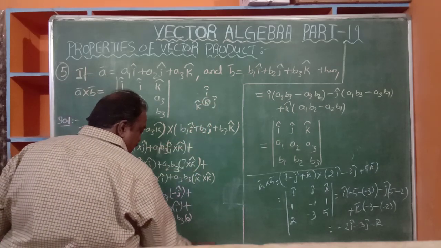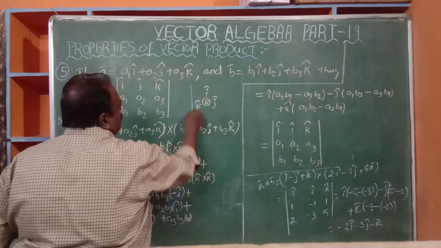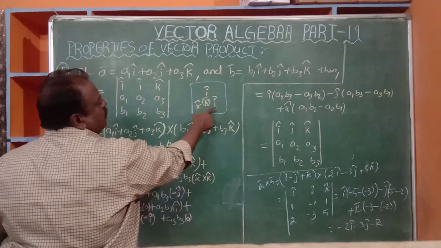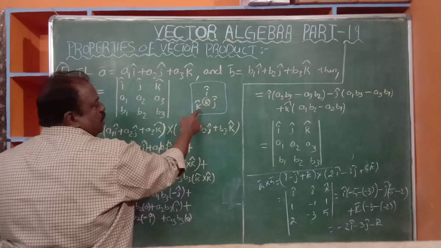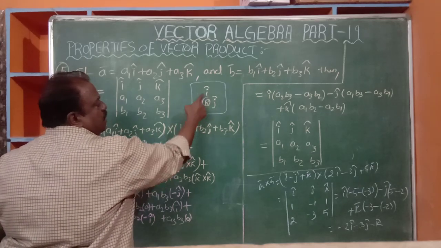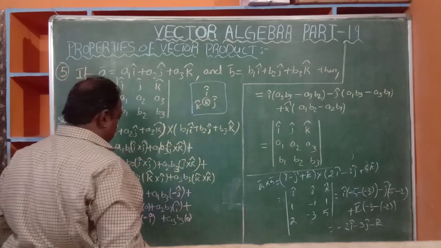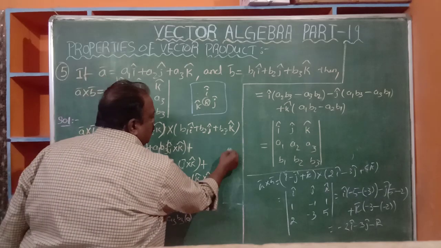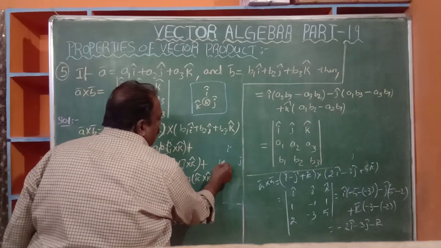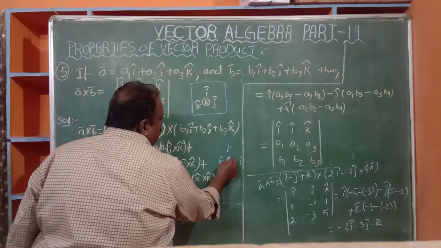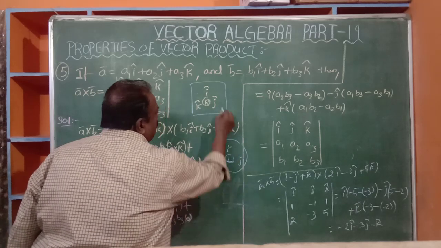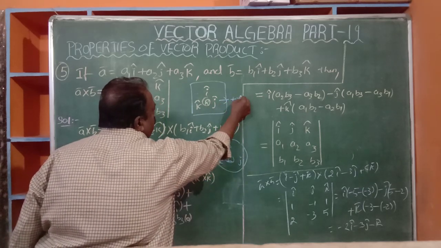In a right-handed system, observe me. You see, I cross J means K. J cross K means I. K cross I means J. That is that. Whereas I, J, K, it is a left-handed system. You take it, it is always positive.